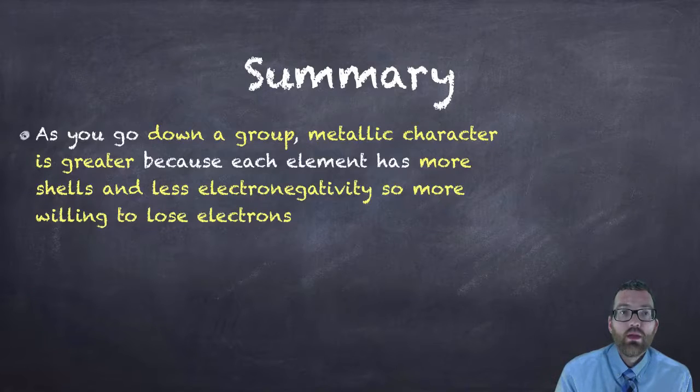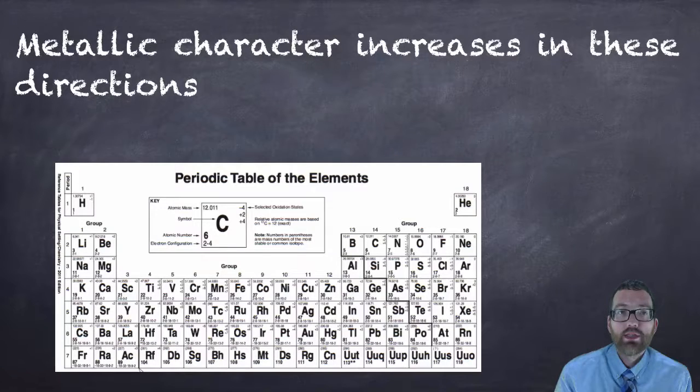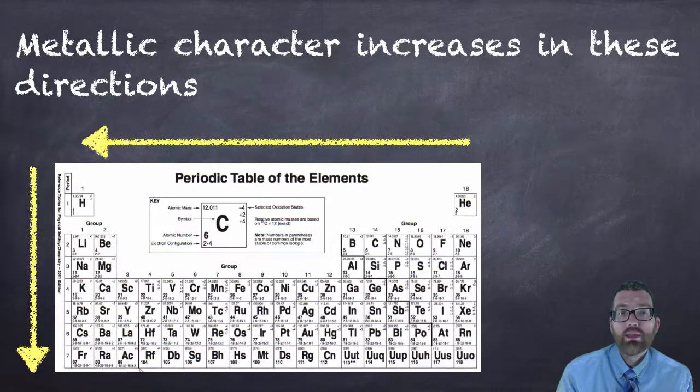So remember, as you go down a group, metallic character is greater because each element has more shells and less electronegativity, so they're more willing to lose electrons. And as you go across the period, metallic character decreases because each element has more positive protons and a greater electronegativity, so they're less willing to lose electrons. This last chart here summarizes the metallic character trends on the periodic table. The metallic character increases as we go down and it increases as we go left.